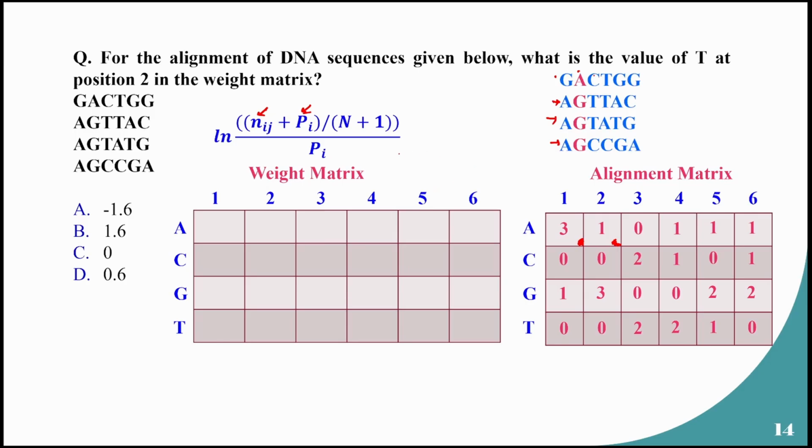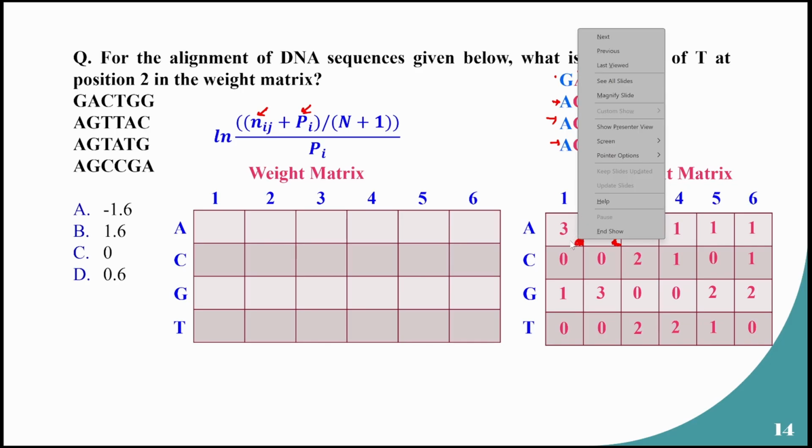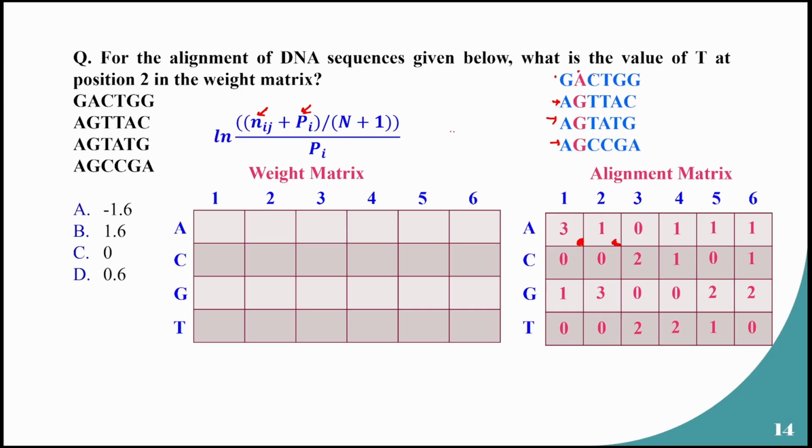In this particular case, this N_ij is the exact value that you are getting from the alignment matrix, right? For example, for adenine to be present at position 1, you get the value of 3, that's the N_ij. So 3 plus, now you calculate a probability value. Now, what could be the probability for adenine being present at a particular position, right?